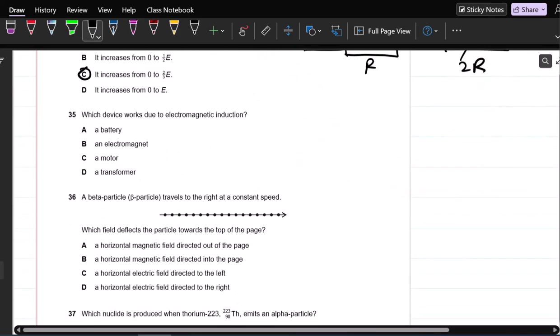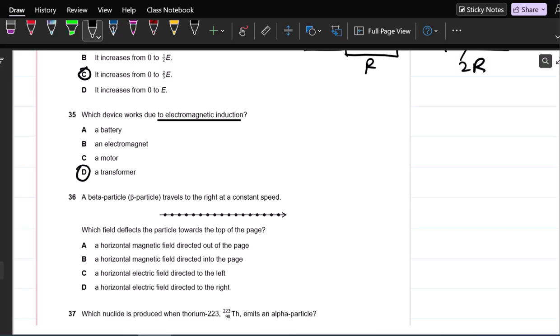Question 35. Which device works due to electromagnetic induction? It is a transformer. So D is right.